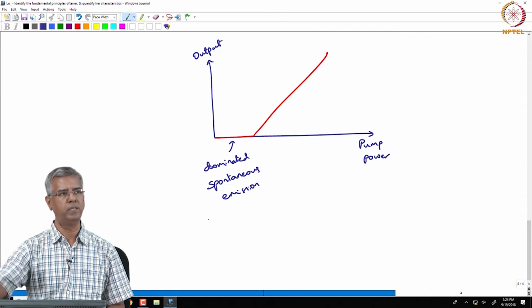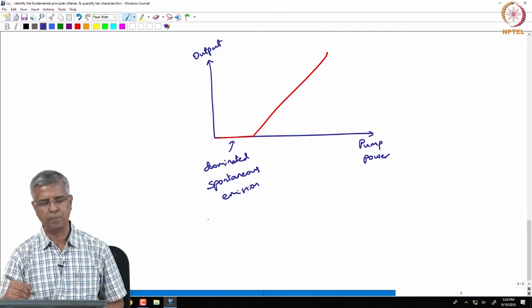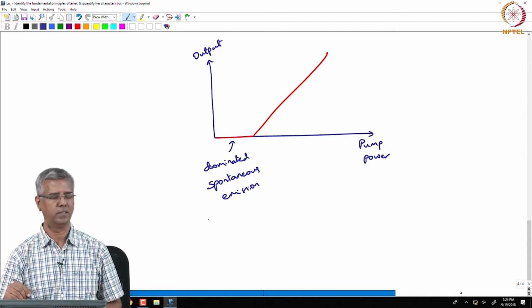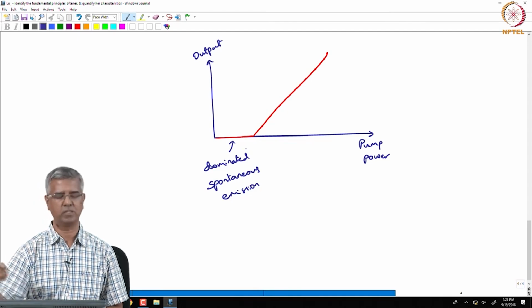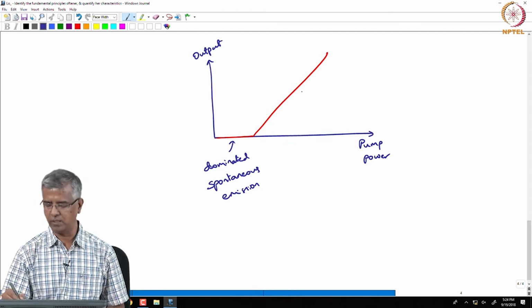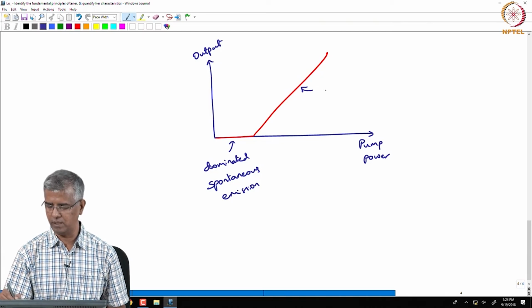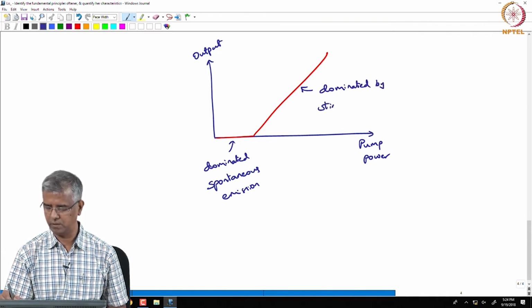And as you build towards the threshold, you are actually building up the stimulated emission, and what you can say is this region is dominated by stimulated emission.